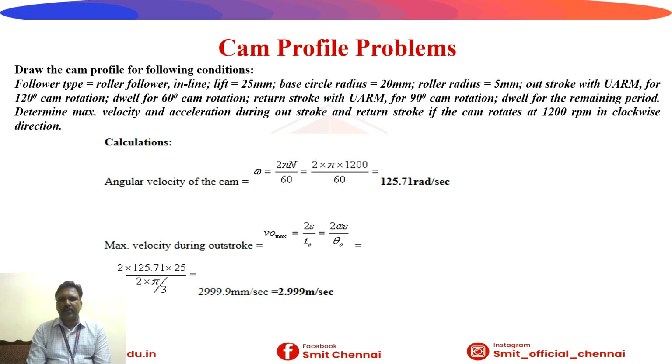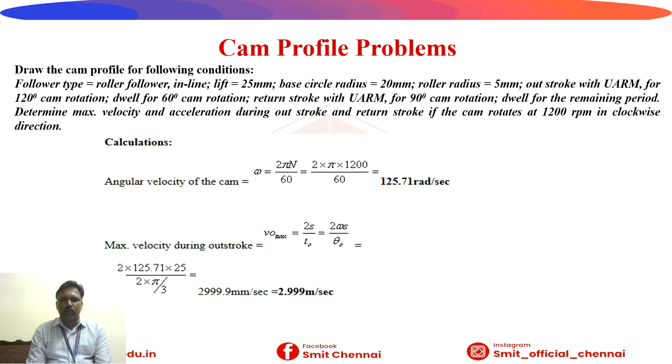This is totally different. In this also various angles are given: 120 dwell, as well as return followed by 90 degree. The speed is given as 1200 rpm in the clockwise direction. When the problem gives the speed, automatically we can find the angular velocity. What is the angular velocity formula? Basically everybody knows that omega is equal to 2 pi N by 60. We get the value as 125.71 radian per second.